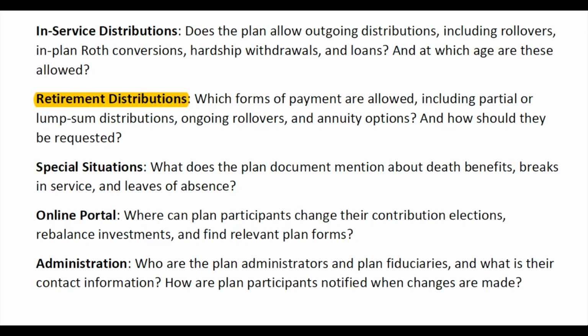Are there rules for taking money out? Does the plan allow partial distributions? And what's the process for requesting them? There may be rules for special situations, such as death benefits, breaks in service, or leaves of absence. As previously mentioned, you may have access to an online portal to change contribution elections, rebalance investments, or find other plan forms. And lastly, you can probably hear it in my voice at this point, administration. Who are the plan administrators and how do you get in touch?